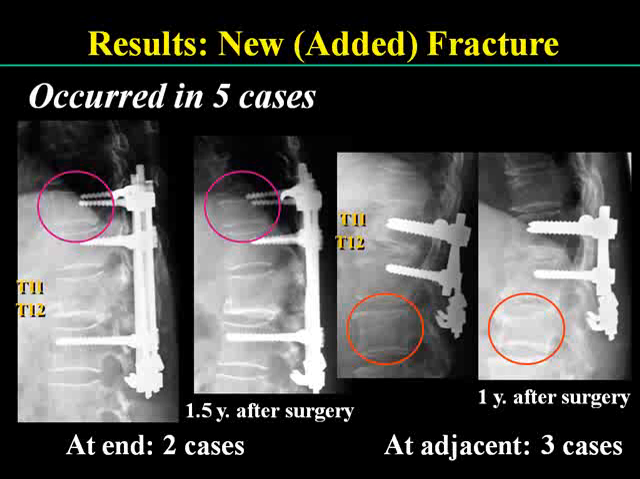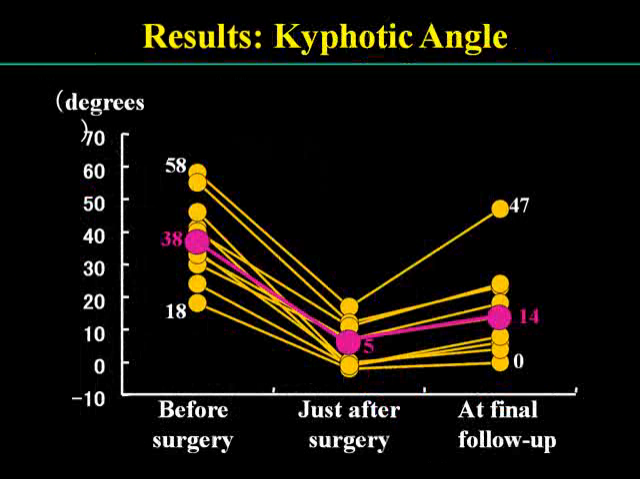Kyphotic angles averaged 38 degrees before surgery, averaged 5 degrees just after surgery, and averaged 14 degrees at the final follow-up. The correction was well maintained except for 1 case.